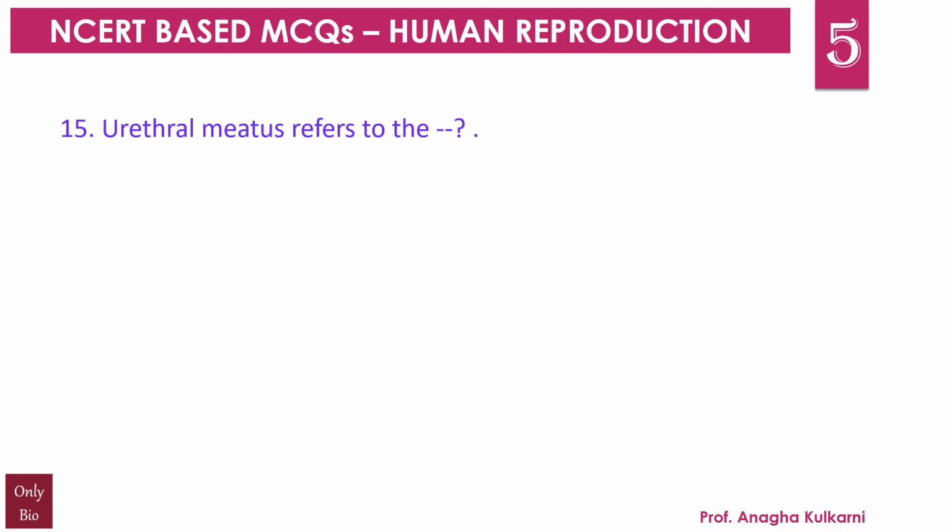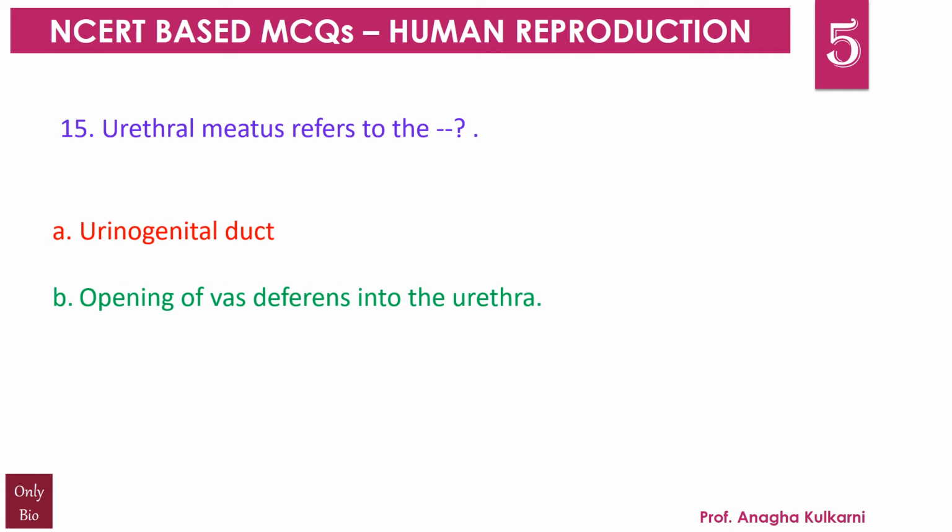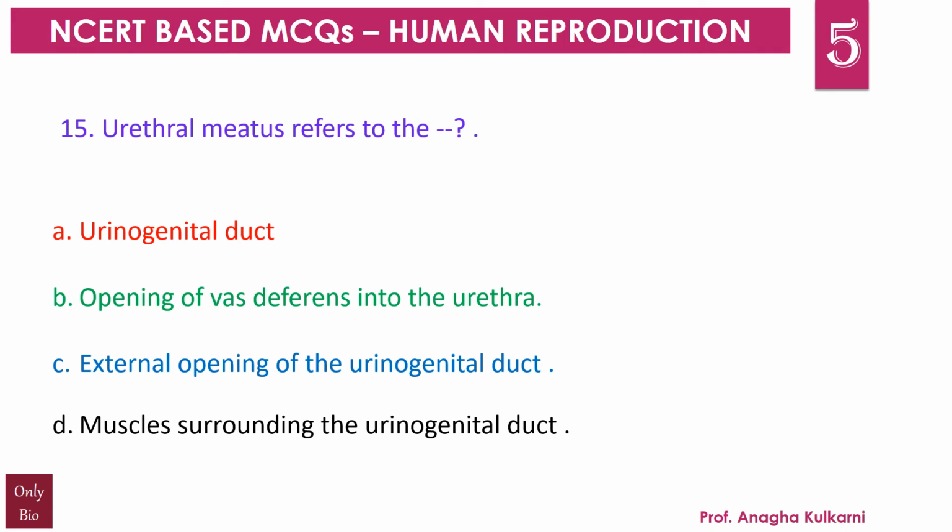Question number 15. Urethral meatus refers to the dash. A. Urinogenital duct, B. Opening of vas deferens into the urethra, C. External opening of the urinogenital duct, D. Muscles surrounding the urinogenital duct. And the correct answer for this question is C. So urethral meatus refers to the external opening of the urinogenital duct.